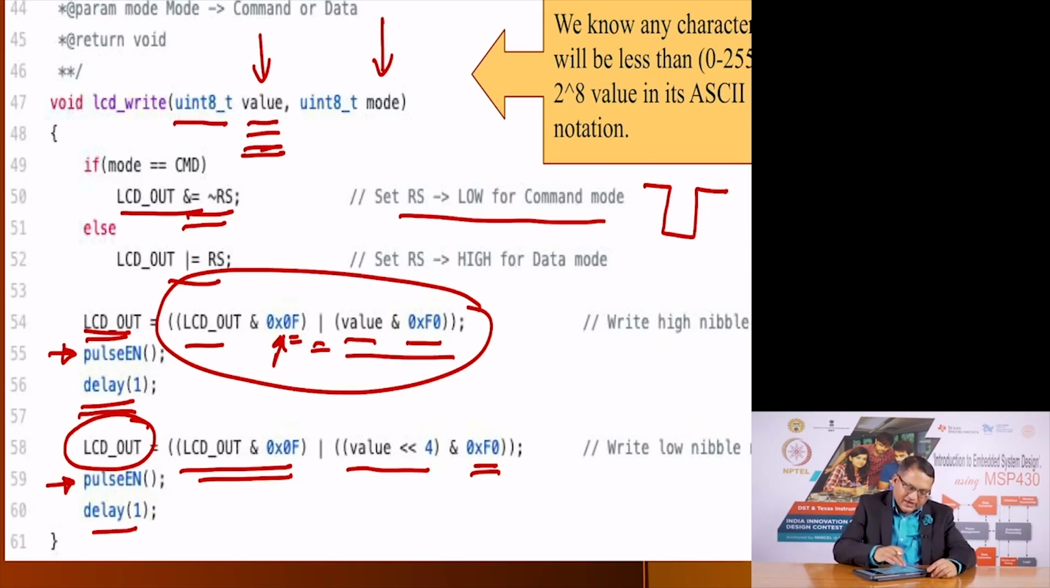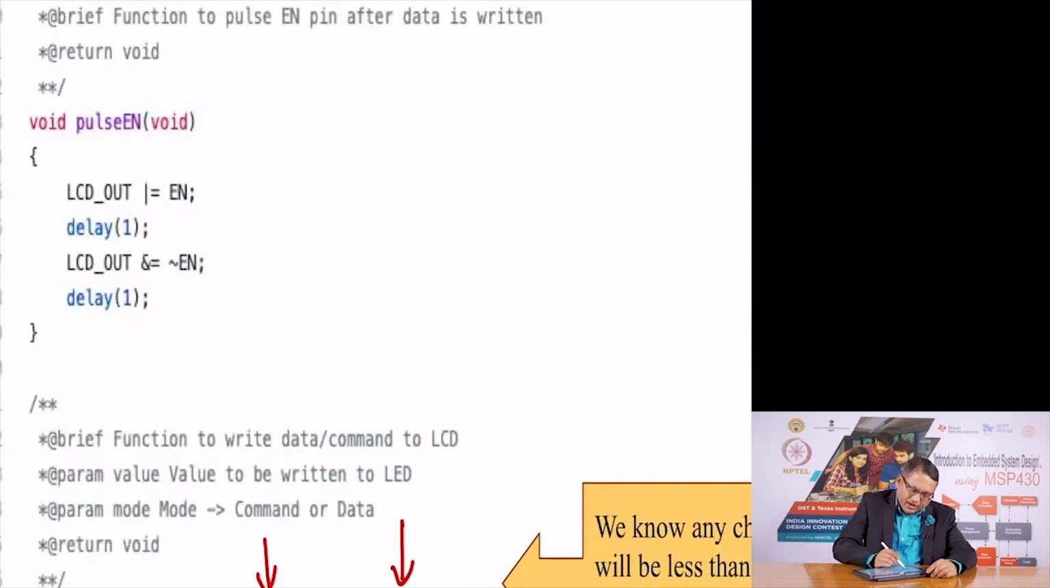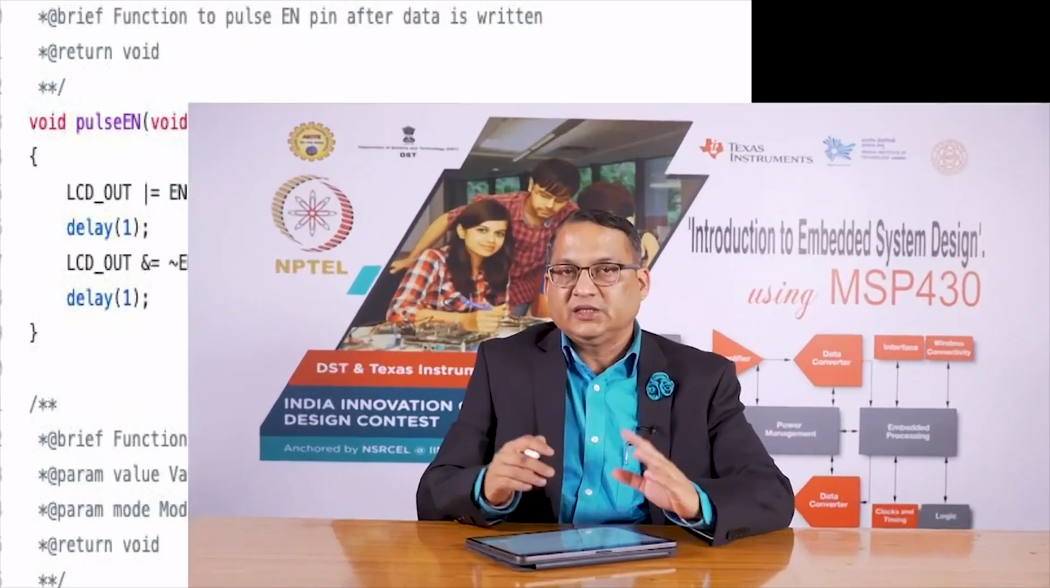And what does pulse EN do? It does nothing special, but it creates EN equal to 1 and then makes it 0. So these are the sequences of operation that the LCD controller needs to perform so as to send information to the LCD. So I recommend that you download this code, build and compile, and download it into your MSP430 lunchbox.